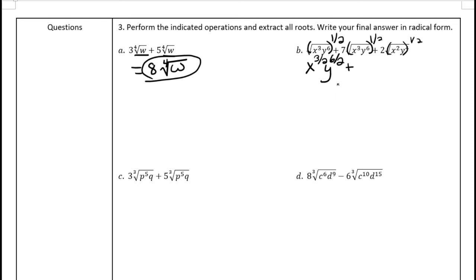So I don't need the square root anymore. So I got 7x to the 3 halves, y to the 6 halves. And I got 2x to the 2 halves, y to the 4 halves. So I got x to the 3 halves is the same thing as x to the 2 halves and then x to the 1/2. Y to the 6 halves is the same thing as y to the 3.